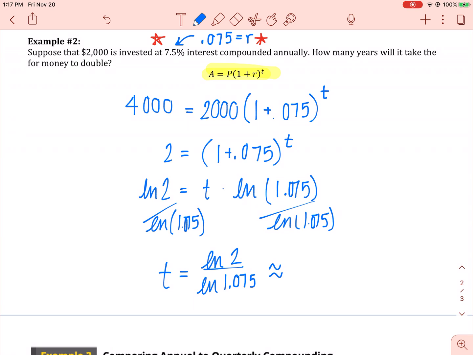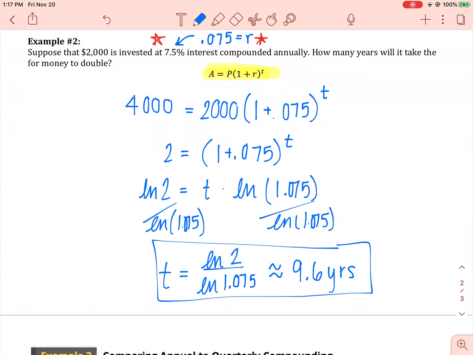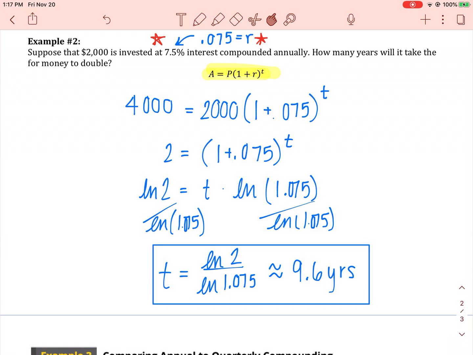Put your parentheses. When you put it in your calculator, please verify you can get 9.6, and this would be your years. So please make sure you can type it in your calculator, but this is plugging into the compound annually formula and solving for years.